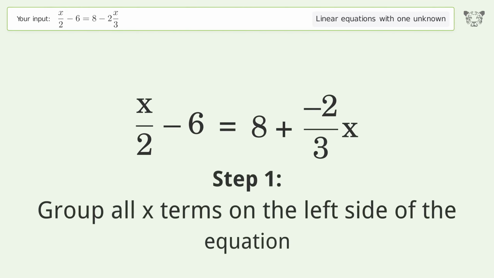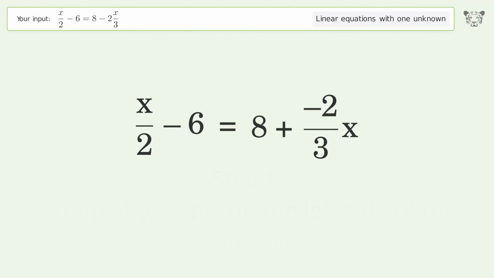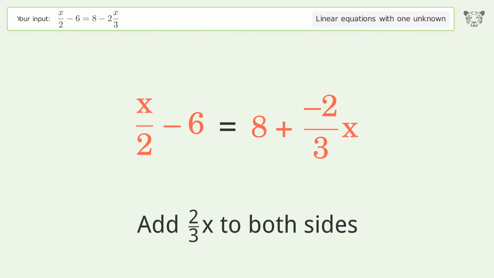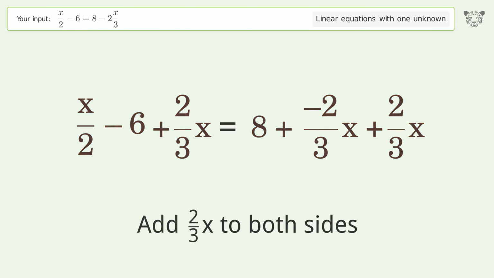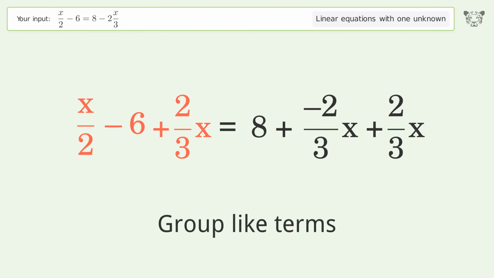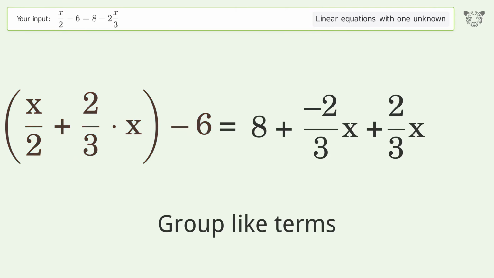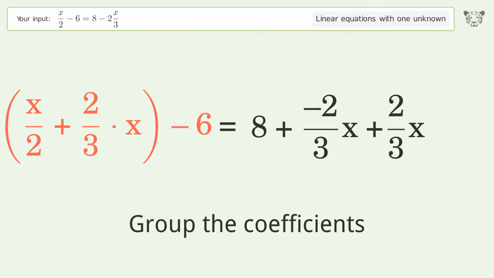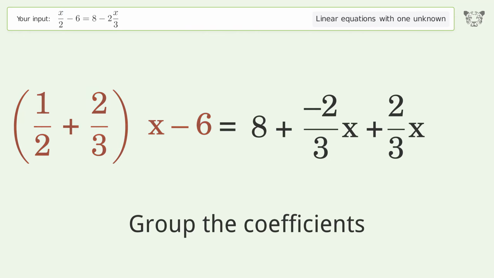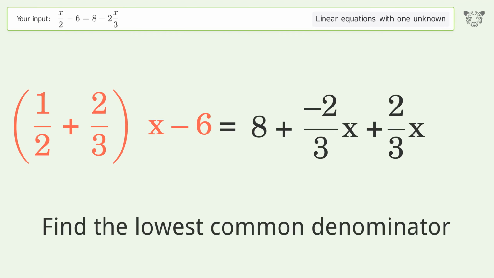Group all x terms on the left side of the equation. Add 2 over 3x to both sides. Group like terms. Group the coefficients. Find the lowest common denominator.